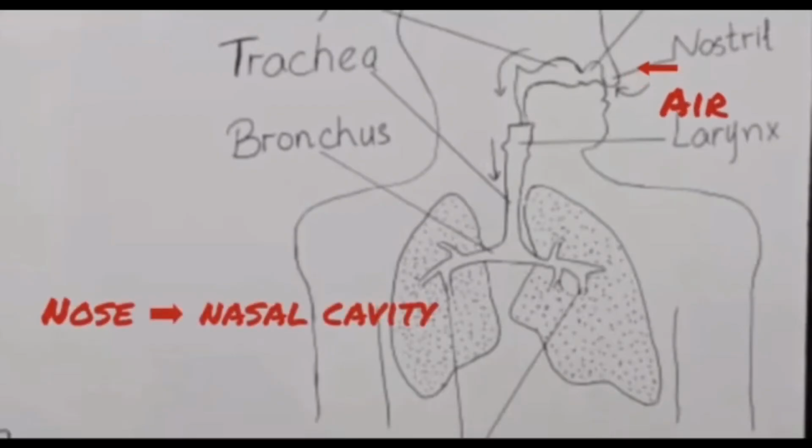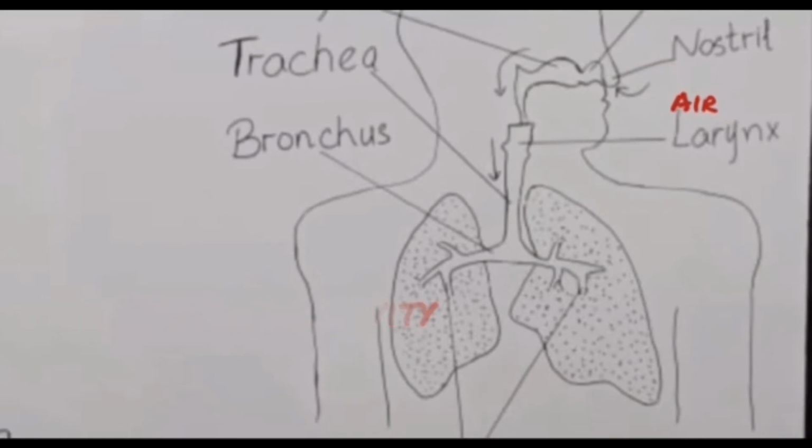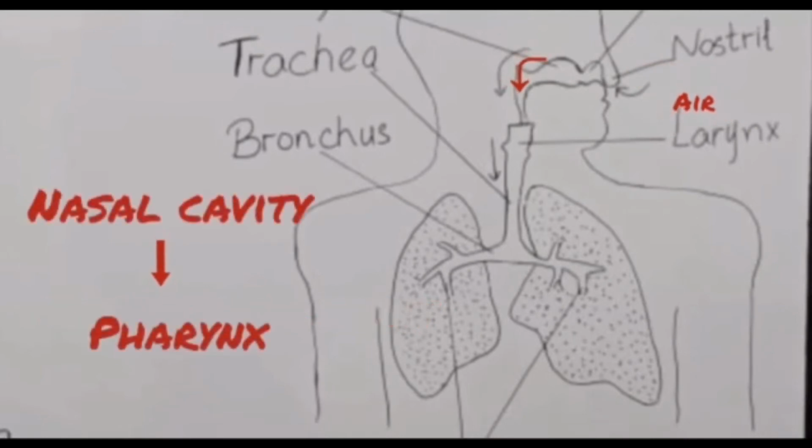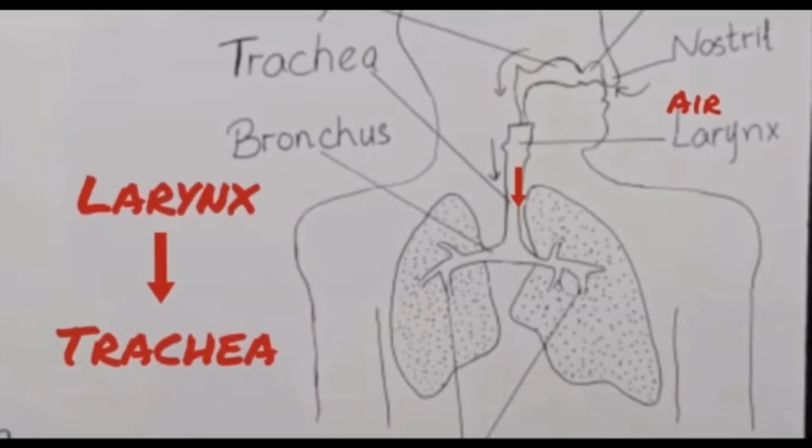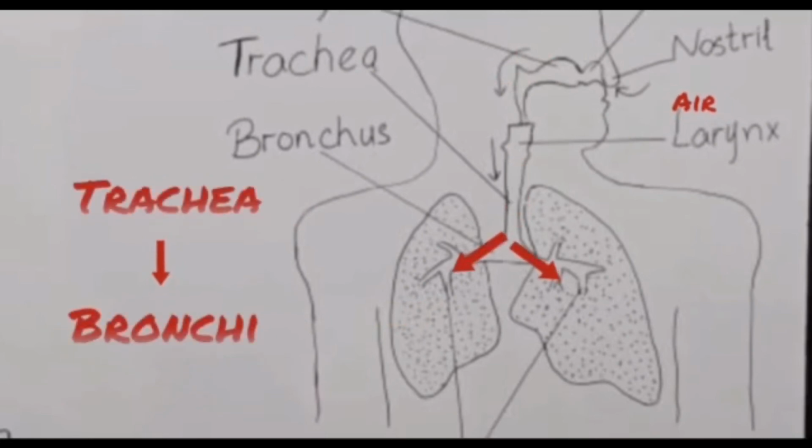Now let's see what path the air follows. Air enters the inner respiratory system from the nose, through which it enters the nasal cavity and then the pharynx. Here, air goes to the larynx, which is our sound box. After that, air passes through the trachea and enters the bronchus of each lung.